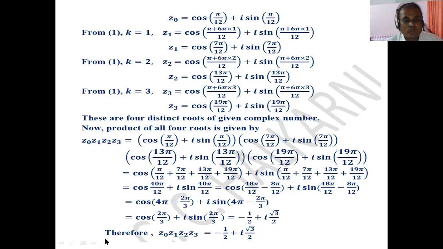Therefore the product of these four roots, Z0 into Z1 into Z2 into Z3, is equal to minus 1 by 2 minus I into root 3 by 2. So this is the solution of the given example 4. Now the remaining parts will be continued in the next lecture.